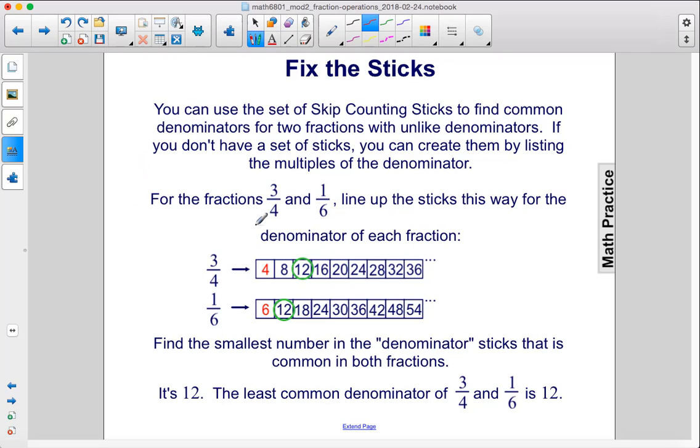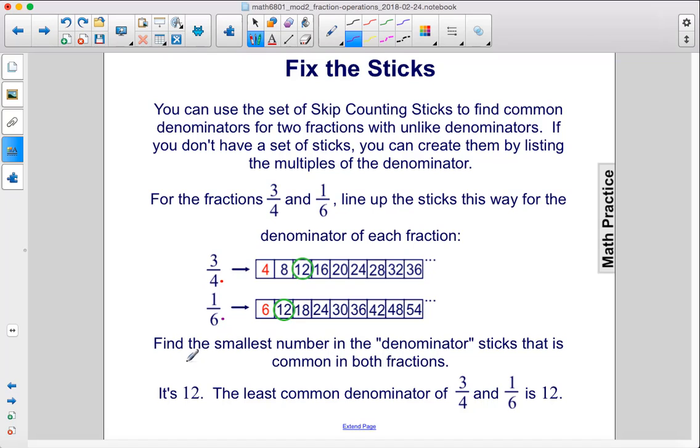For the fractions 3/4 and 1/6, you line up the sticks this way for the denominator of each fraction. So you have a stick here, the denominator is 4, so you take 4 and then you have multiples of 4. So 4 times 2, 4 times 3, 4 times 4, 4 times 5, and so on. And then you do the same thing for 6, because that's the denominator of the second fraction. So in the first square you have 6, then 12, 18. You just keep going for all the multiples.